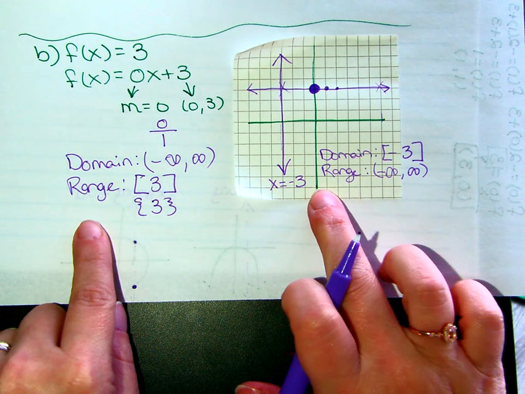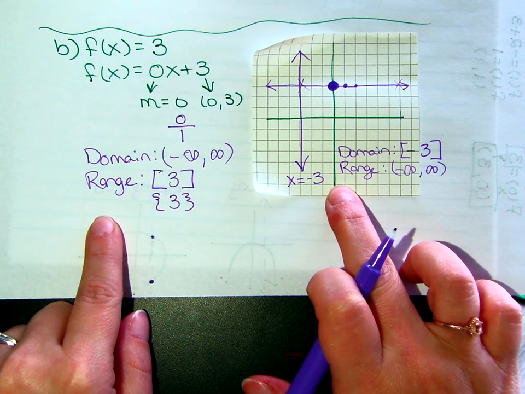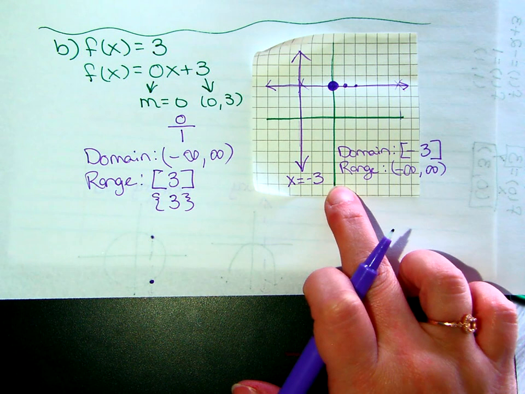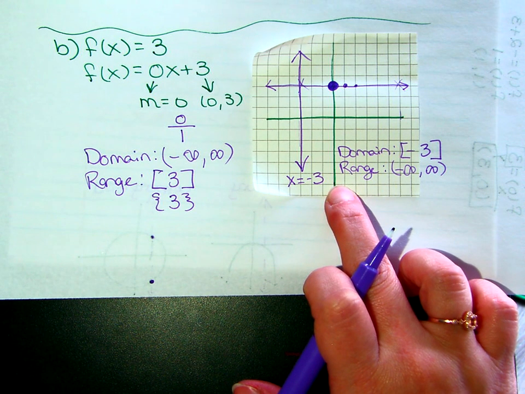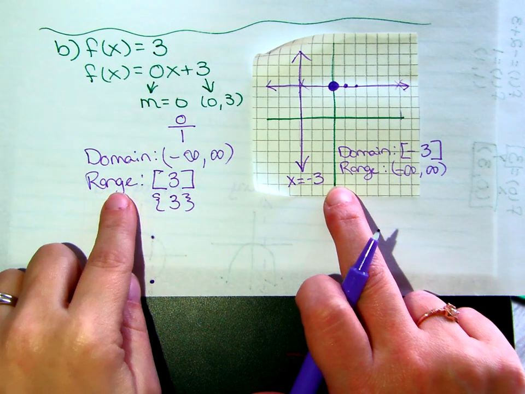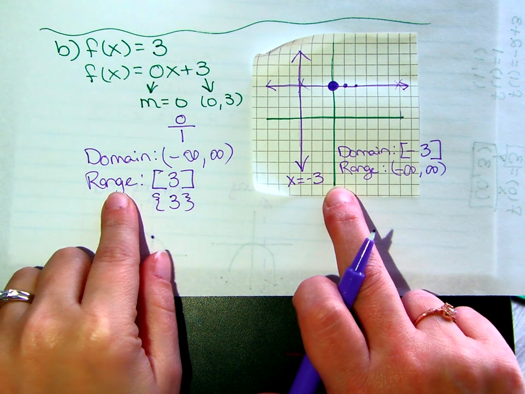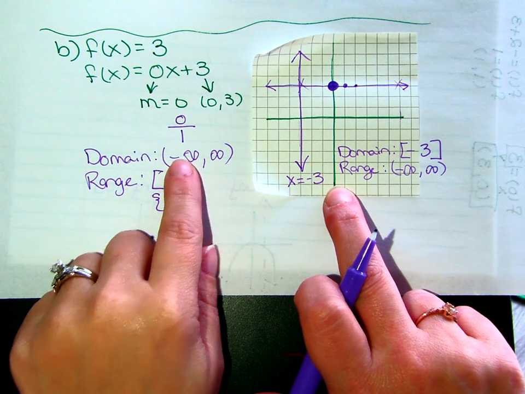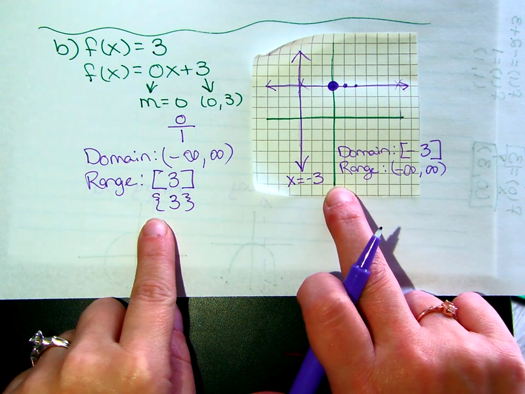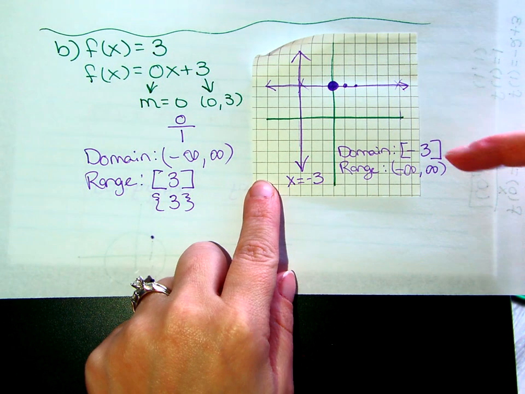If you have any other line, as long as it's not vertical or horizontal, your domain will be -infinity to infinity and your range will be -infinity to infinity. If you have a horizontal line, you will have domain of everything and your range is whatever the range value is, whatever that y equals. If you have a vertical line, your domain is whatever x equals and your range is everything.